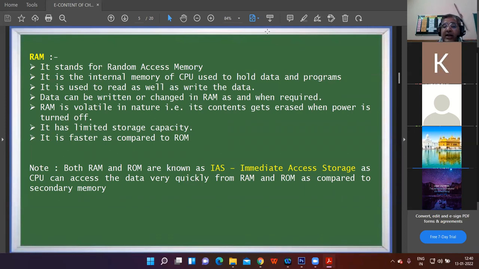Clear? Then read this note carefully. Immediate access storage, IAS. Beta, there are two memories which are known as IAS, ROM and RAM. These two memories are known as IAS, immediate access storage.